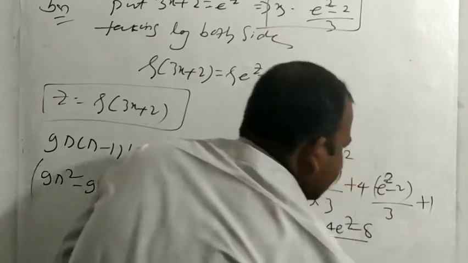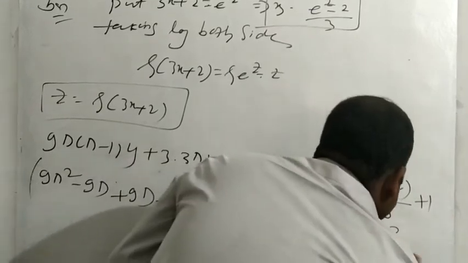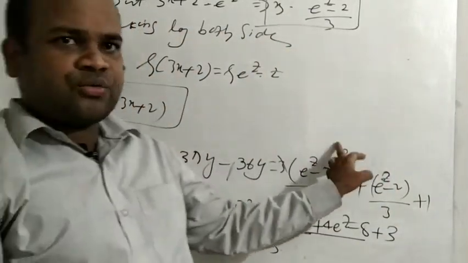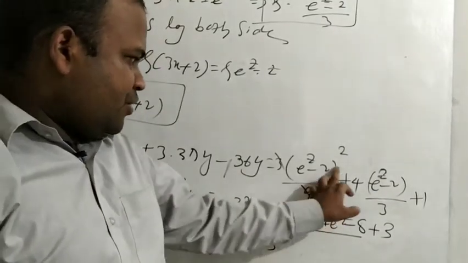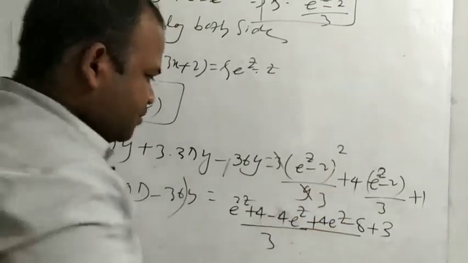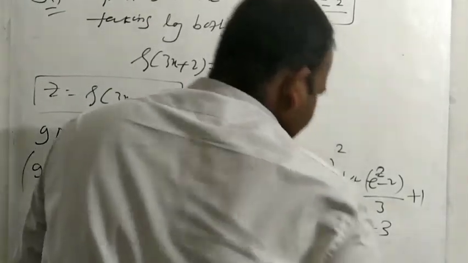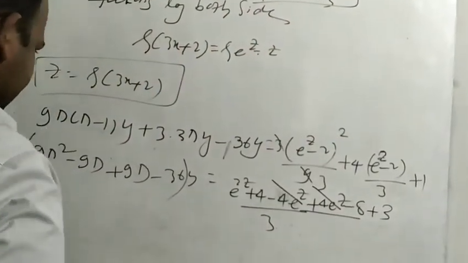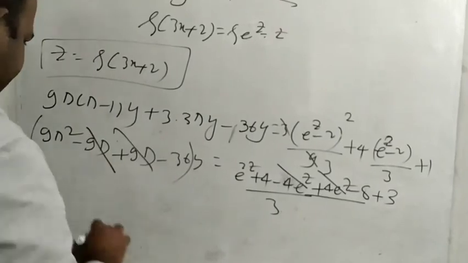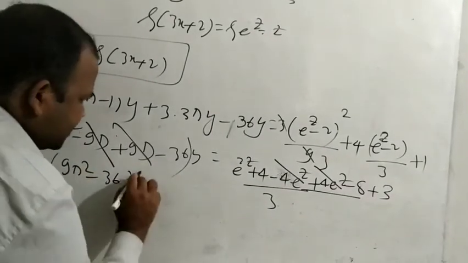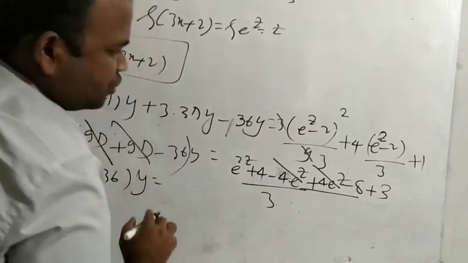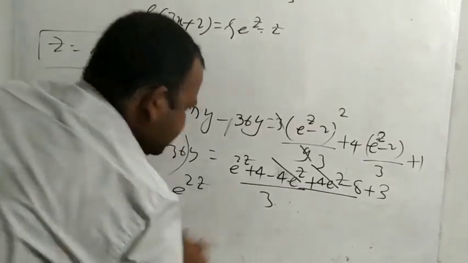This is minus 8 and this is plus 3. This is (a minus b) whole square, a square plus b square minus 2 into 2, 4 into e raised to z. So minus 4 e raised to z plus 4 e, that is cancelled. Okay, so this is plus 9d minus 9d. So this is 9d square minus 36 into y equals to e raised to 2z.